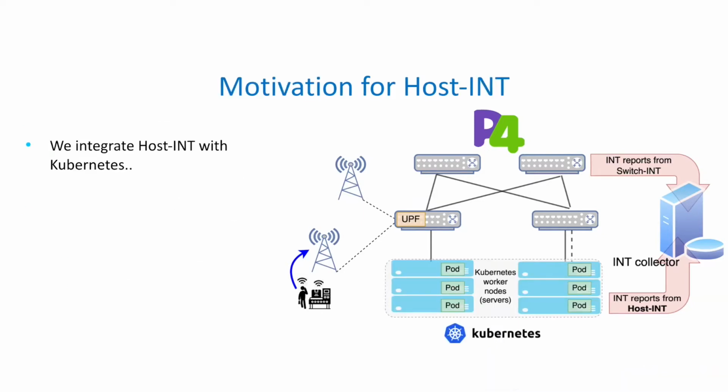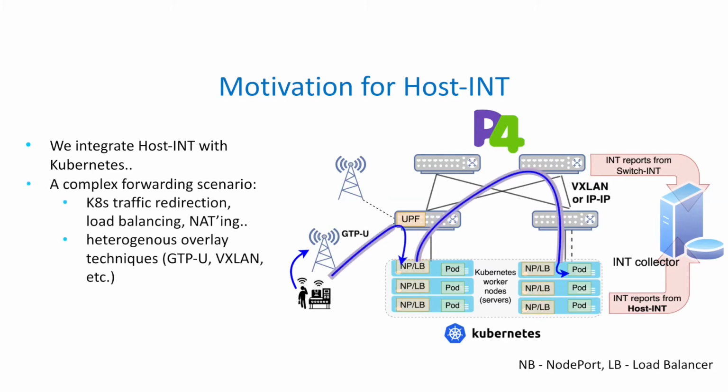However, the Host-INT implementation is a bit of a challenge due to the specific and complex nature of the network architecture that we have. First of all, the servers typically run Kubernetes to manage edge applications and provide network connectivity between so-called pods. The Kubernetes networking introduces an additional complexity here. Each Kubernetes node may redirect a packet to a different node, load balance the traffic, and perform the NAT function that translates IP addresses and likely the UDP or TCP ports of a packet.